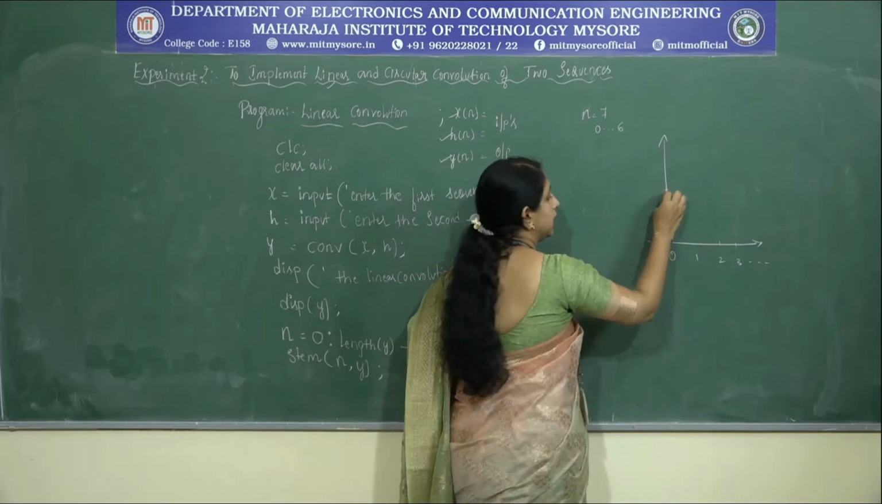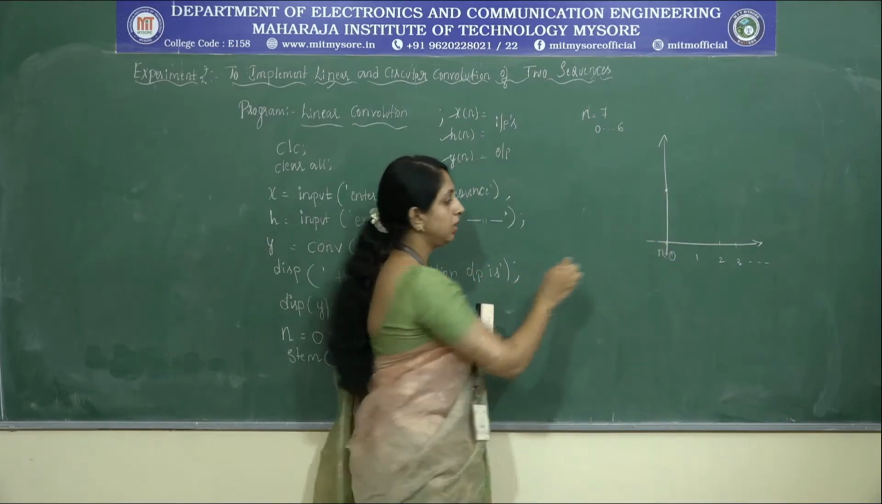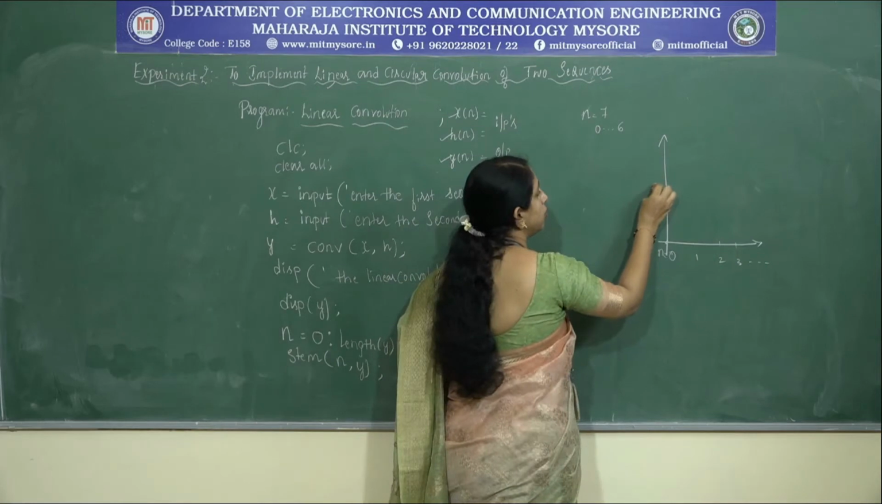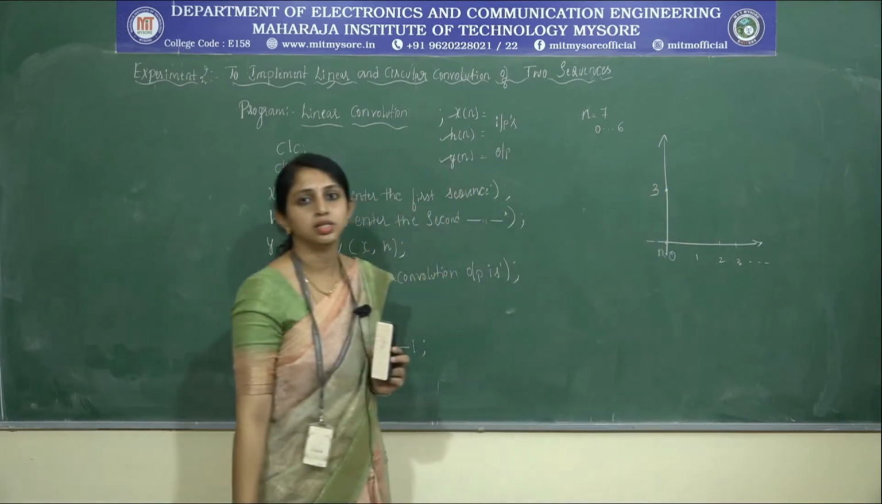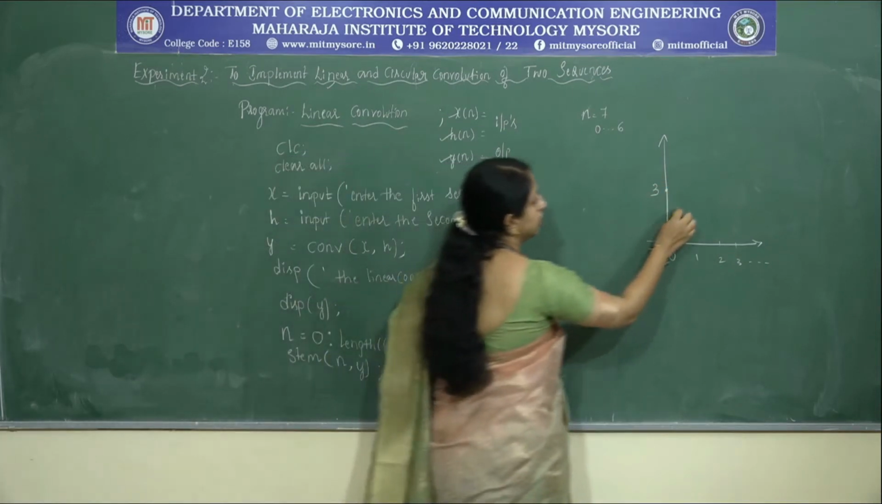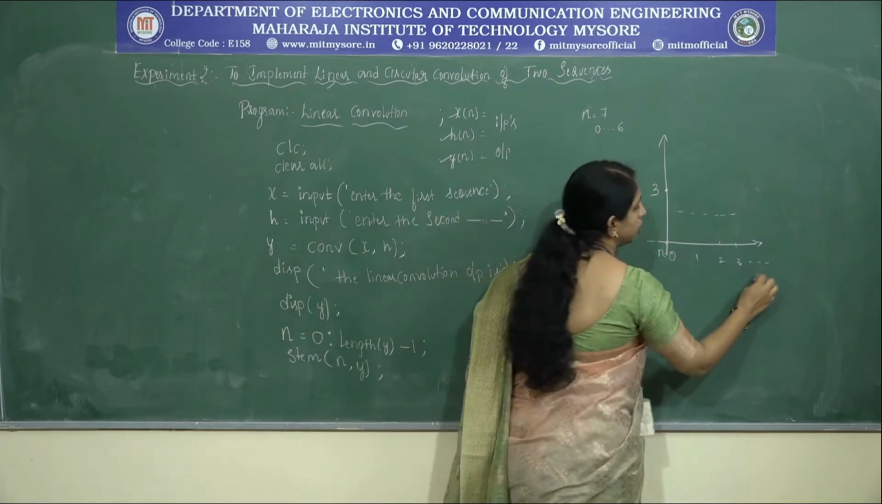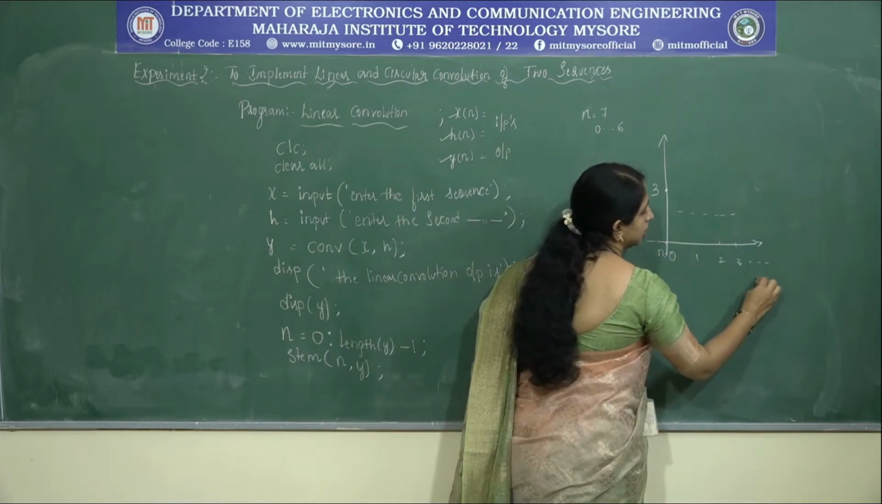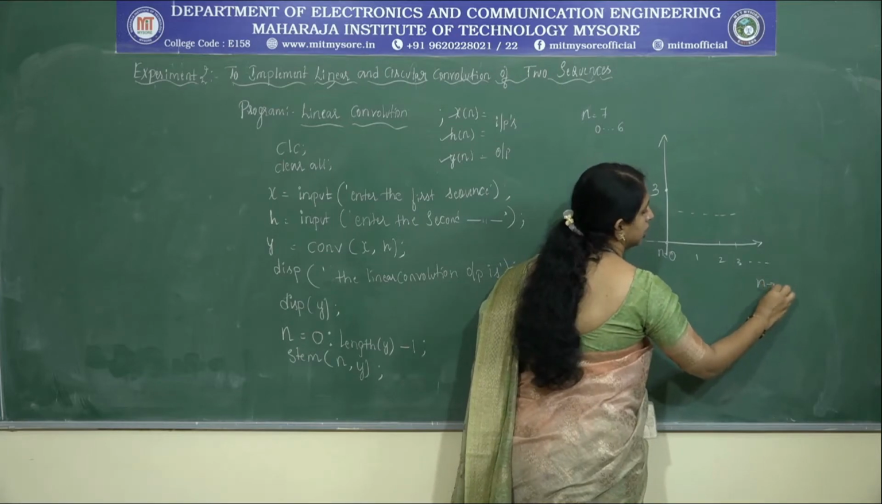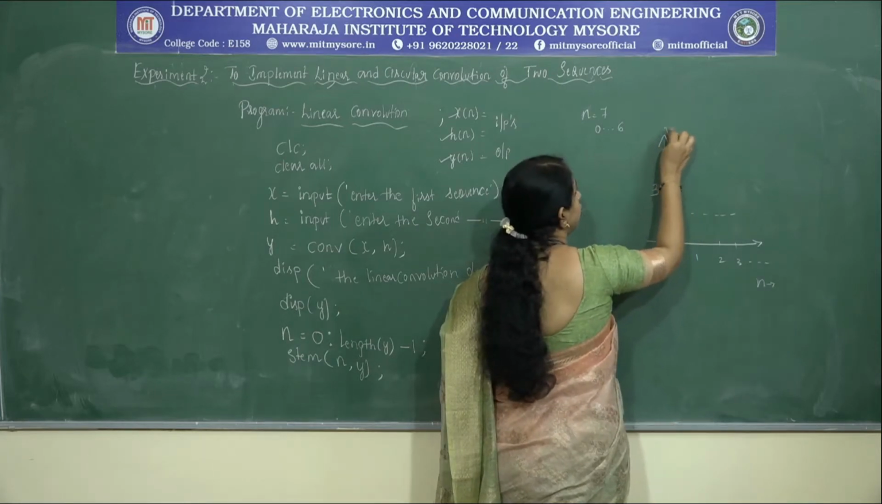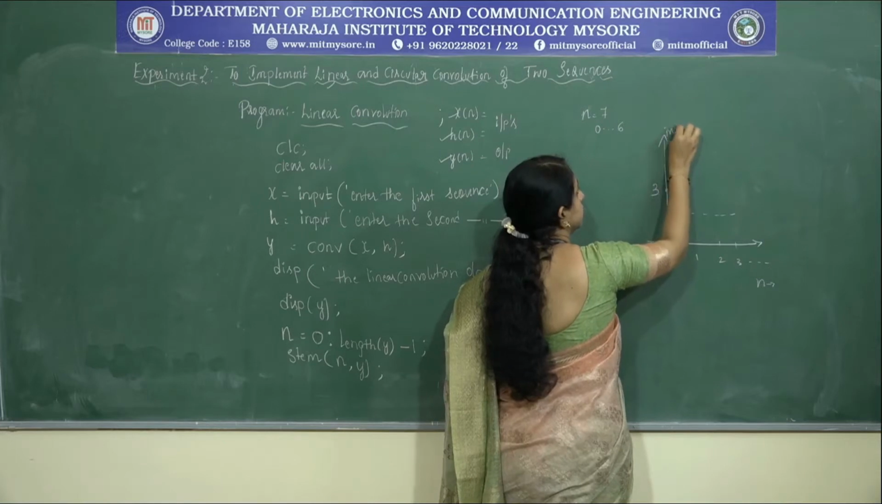As from the calculation, we know that at n equal to 0, what is the output we got? We got a value which is equal to 3. So this will be continued. And here it always shows the n values, and this will be the output magnitude.